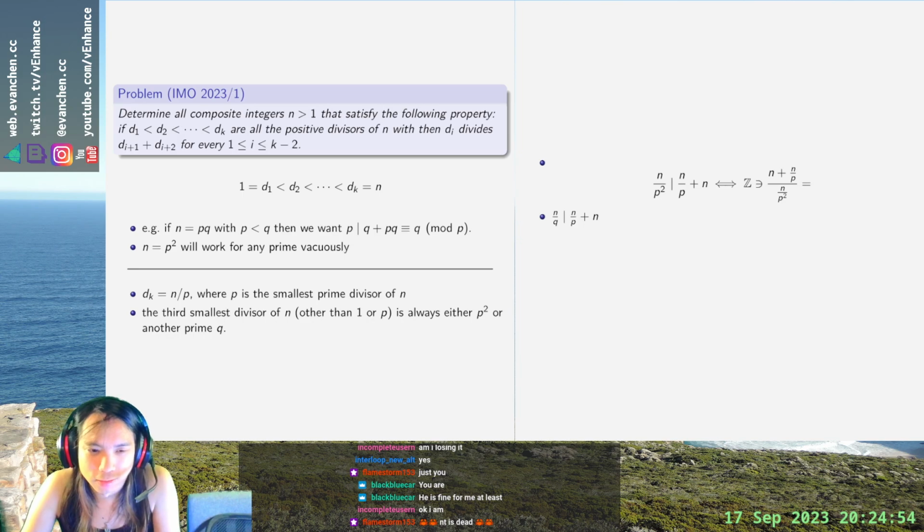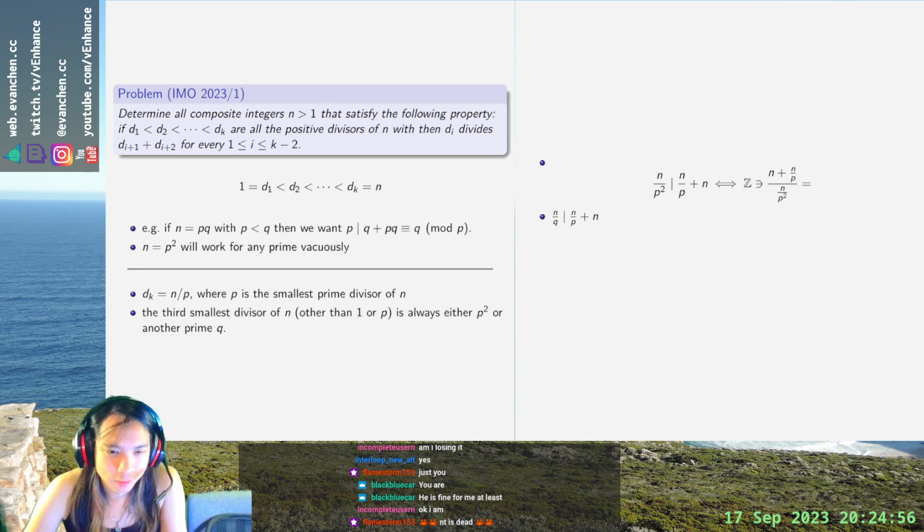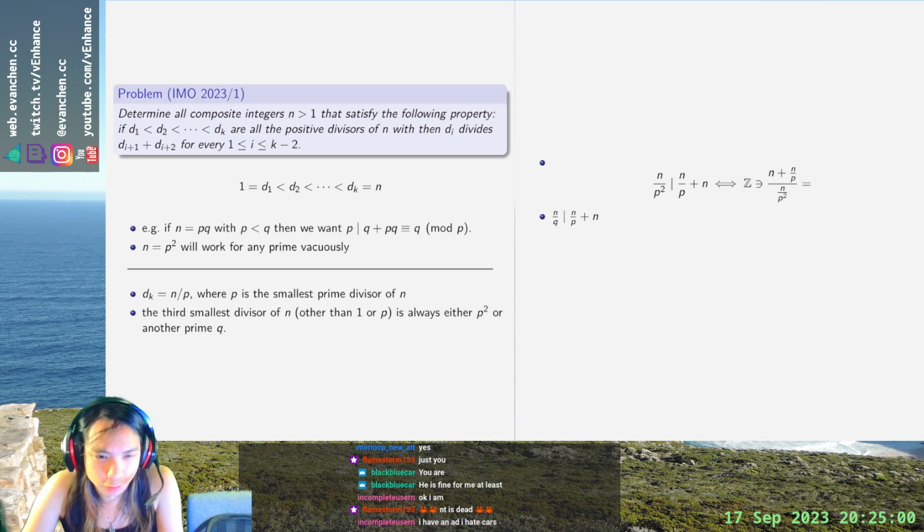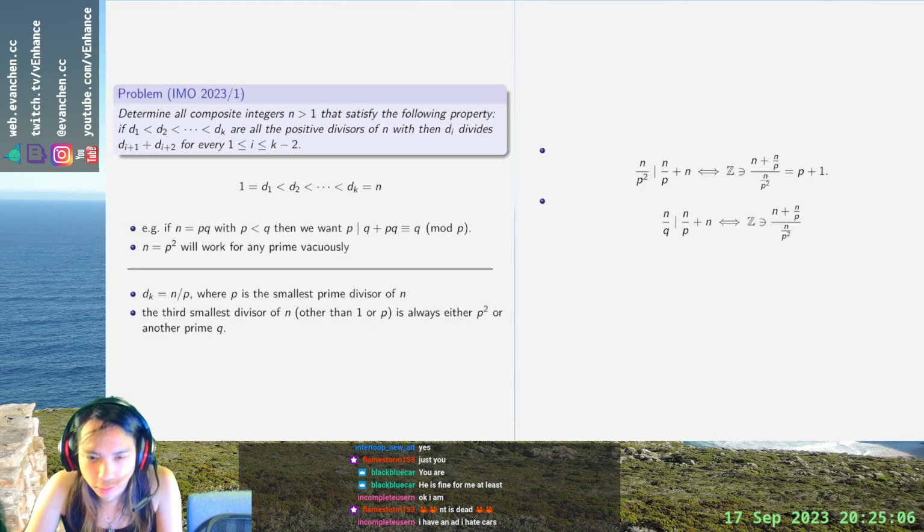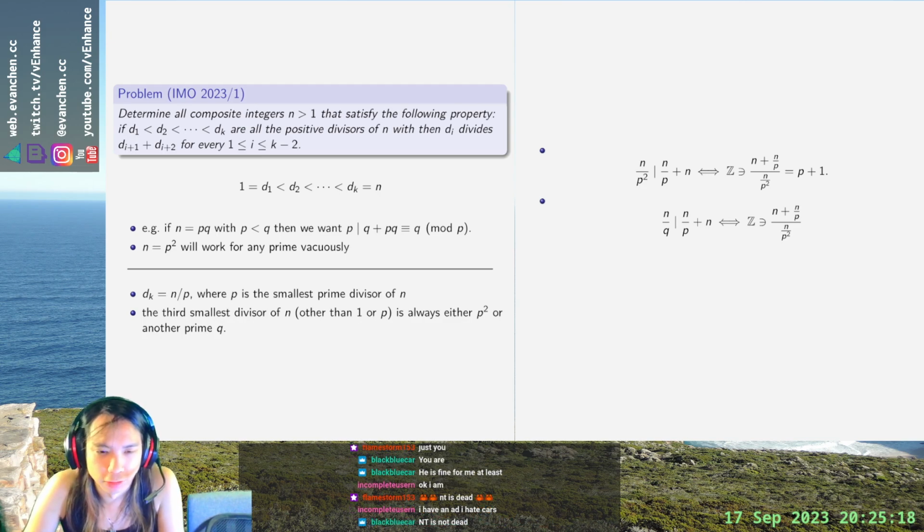But the second one looks really bad. I don't think it should be true, ever. In fact, I just did it for a semi-prime. If it fails for a semi-prime, this one's definitely not going to work, because this number is equal to q times... you kill the n, it's 1 plus p over p. And this is just never an integer if q is a distinct prime.